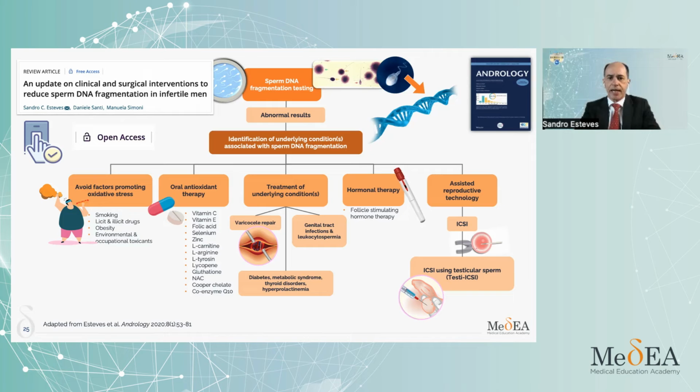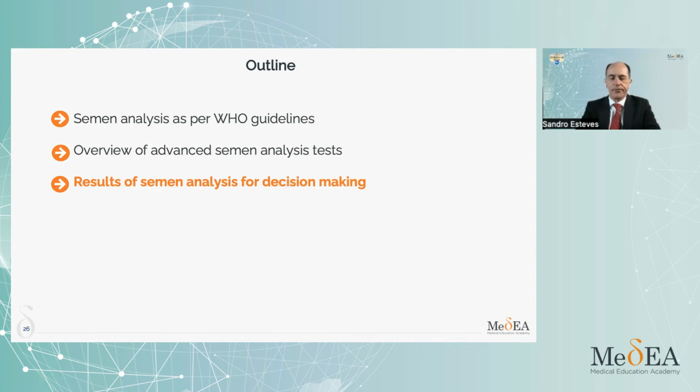We recently summarized the rationale and effects of the primary interventions in this review article published in Andrology, which I also invite you to check. It includes information on lifestyle modifications, antioxidant therapy, treatment of underlying conditions like a varicocele, genital infections, and chronic diseases, hormonal therapy, and also the use of testicular sperm in preference over ejaculated sperm for ICSI.